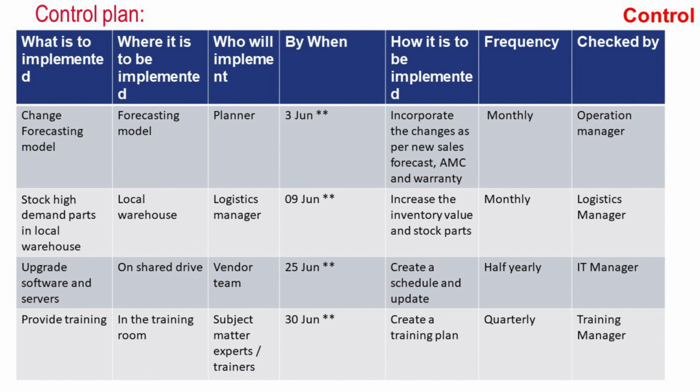For example, if we have to stock the high demand parts in local warehouses, somebody has to check that the parts are being stocked in the local warehouses. The frequency of check is monthly and it is to be checked by the logistics manager. So like that, the control plan is being implemented. So this is a successful project on net promoter score.